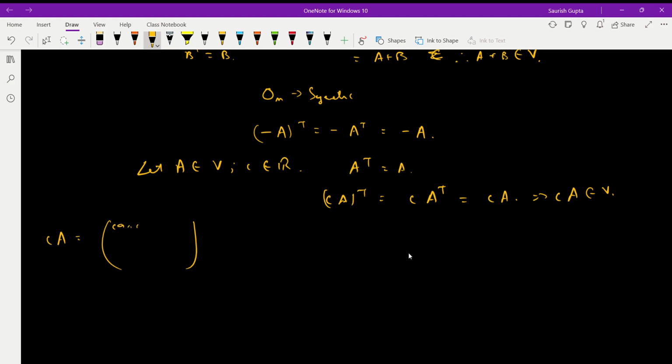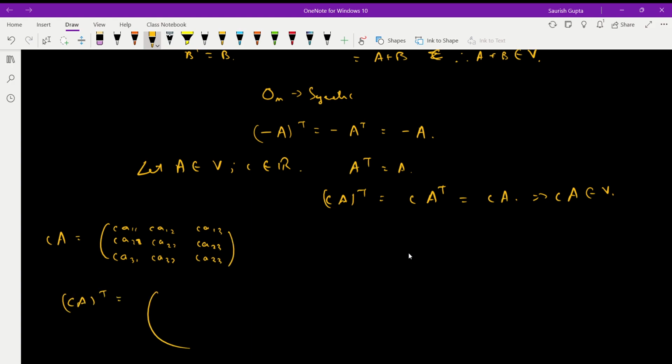Suppose we write it like this. Let us consider a small matrix to be more precise. Suppose we consider the example of a 3 cross 3 matrix. So CA is of the form CA11, CA12, CA13, CA21, CA22, CA23, and CA31, CA32, and CA33. So CA transpose is basically this, right?